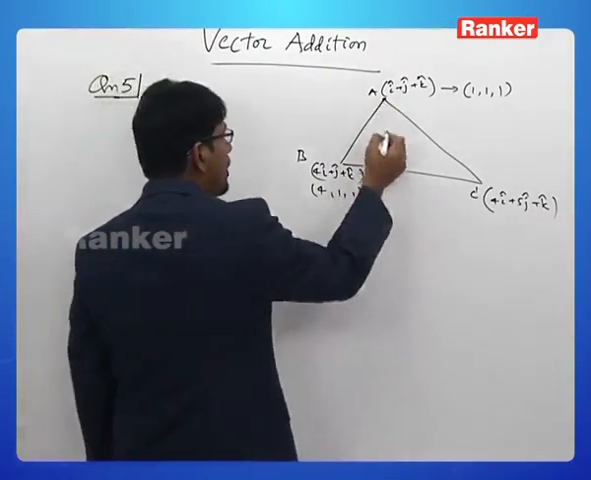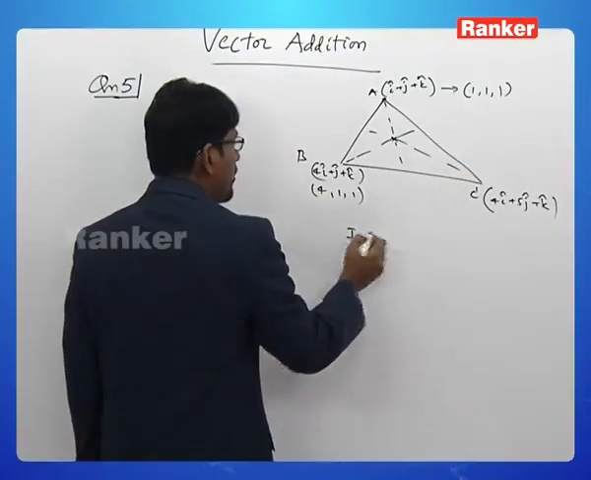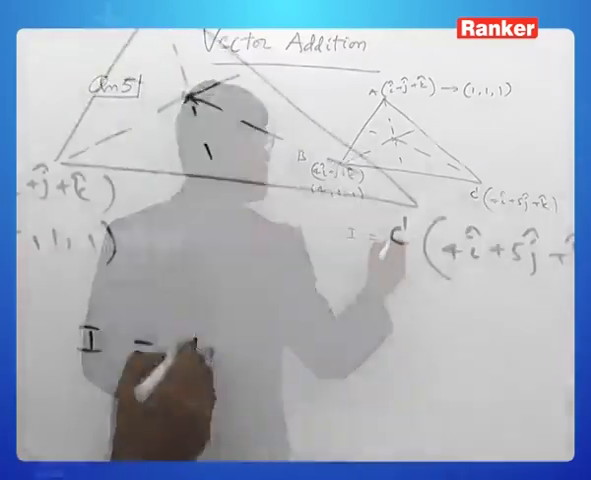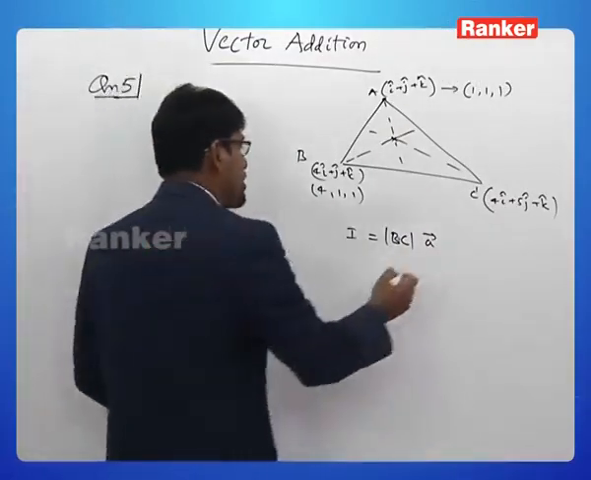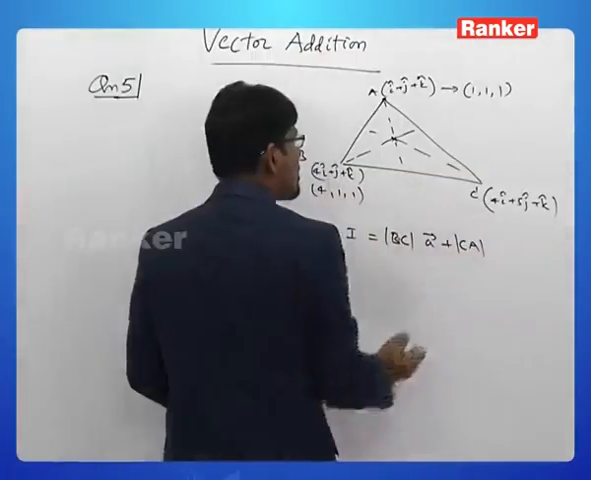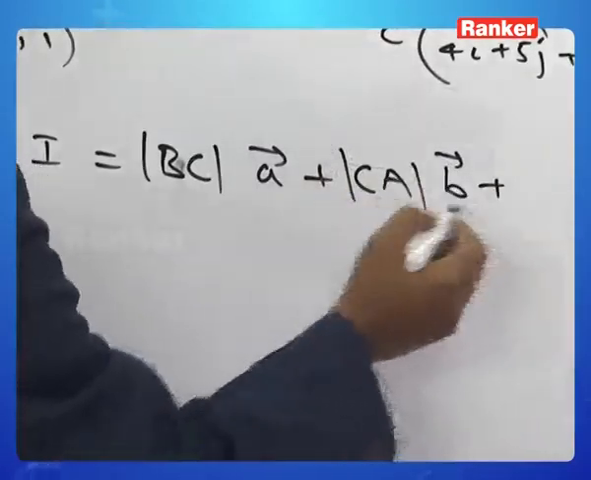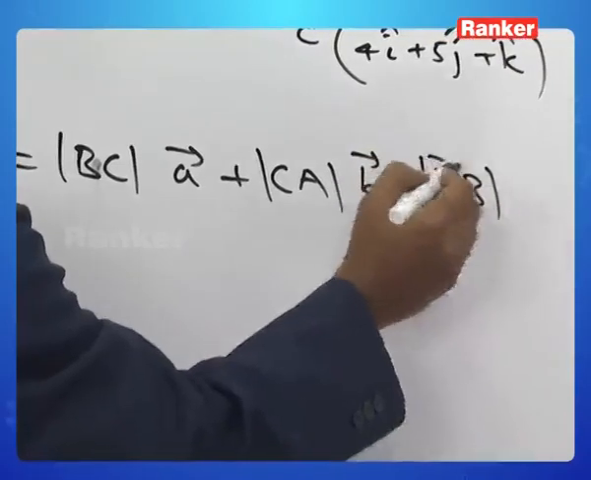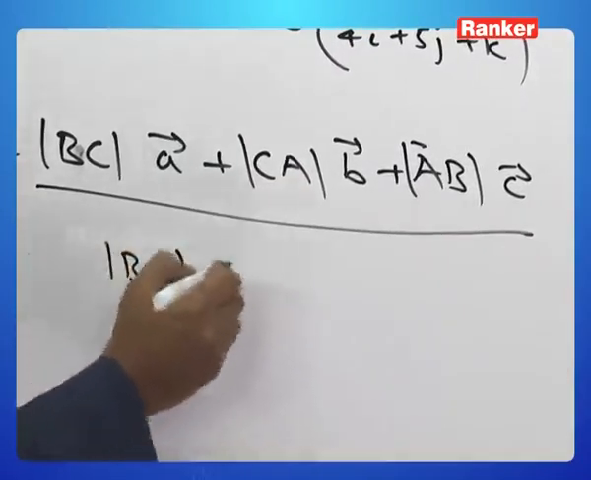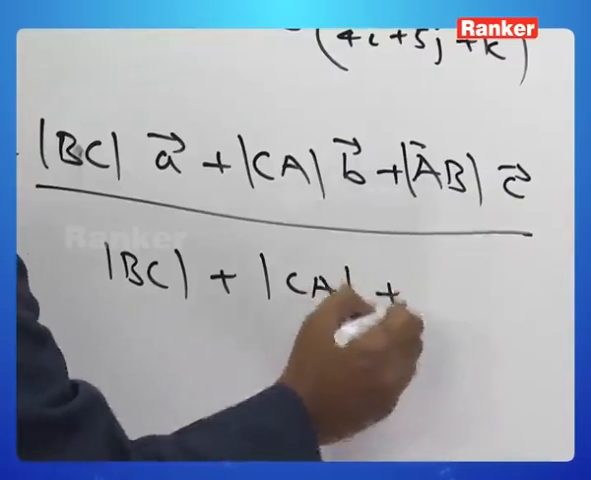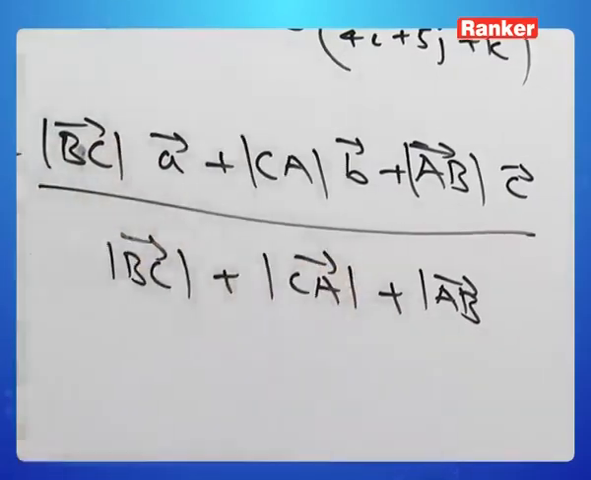Now, the position vector of the incenter I is given by magnitude of BC into A bar, where A bar is the position vector of A, plus magnitude of CA into the position vector of the opposite vertex, plus magnitude of AB into C vector, divided by magnitude of BC plus magnitude of CA plus magnitude of AB. That is, you can write the sides.